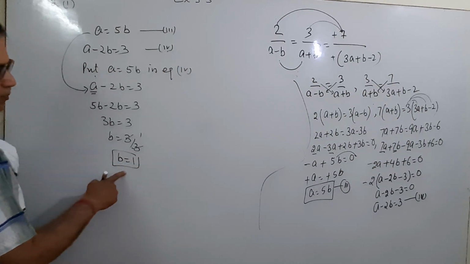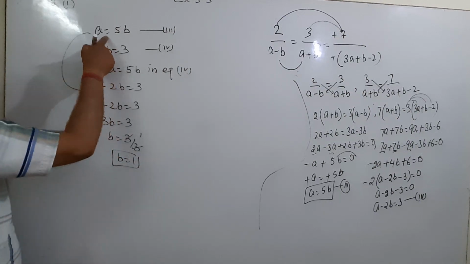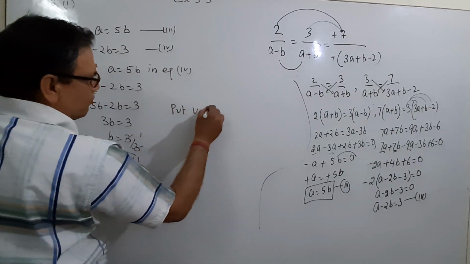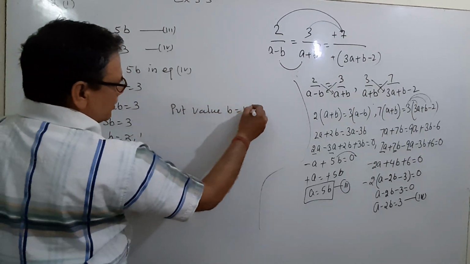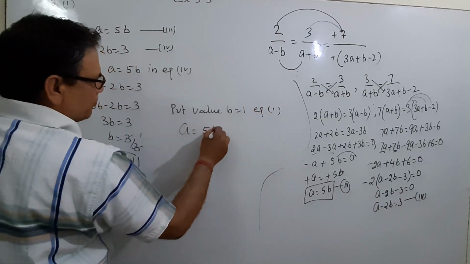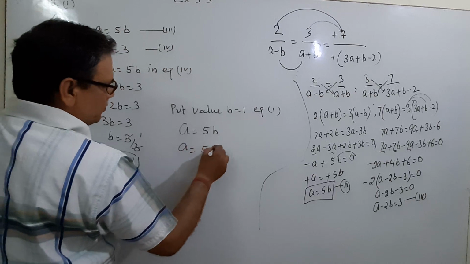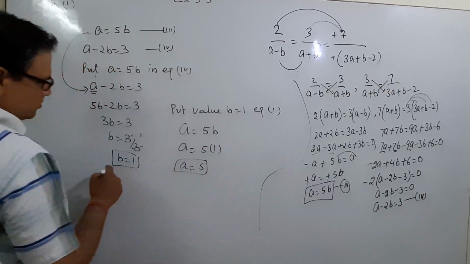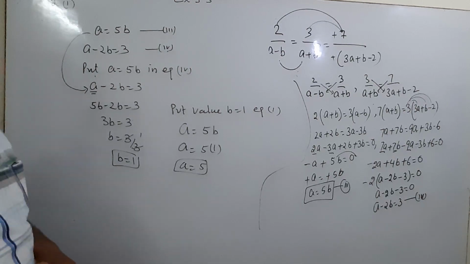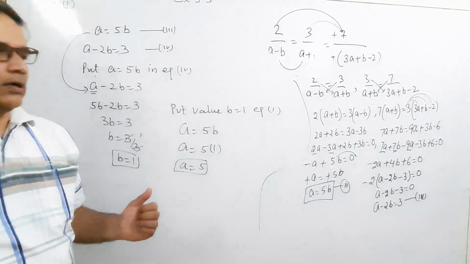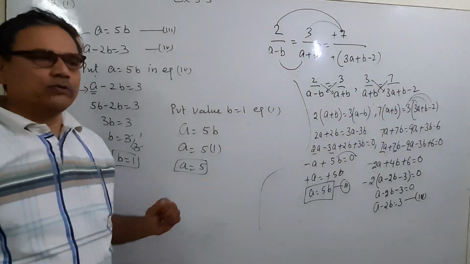And then put the value of B in equation third or fourth. Put the value of B equal to 1 in equation 3. A is equal to 5B, B is 1, so A is equal to 5. This is A and this is B. That is the answer: A is equal to 5, B is equal to 1.